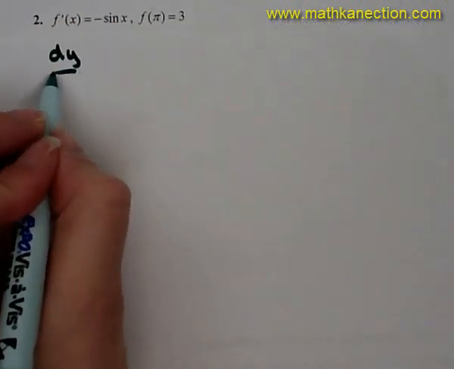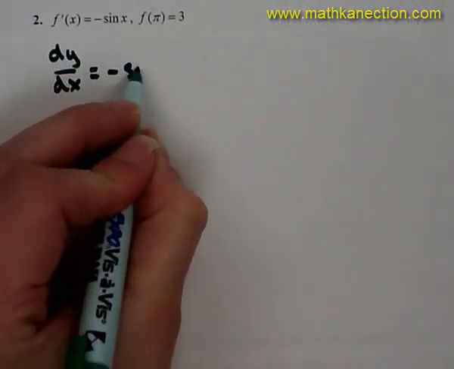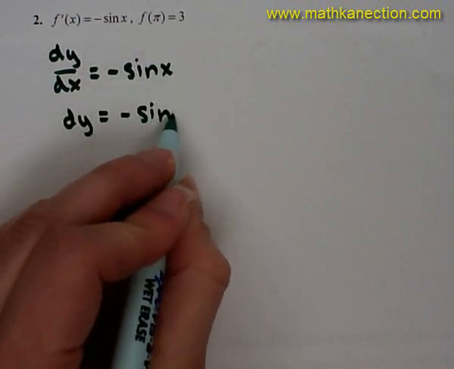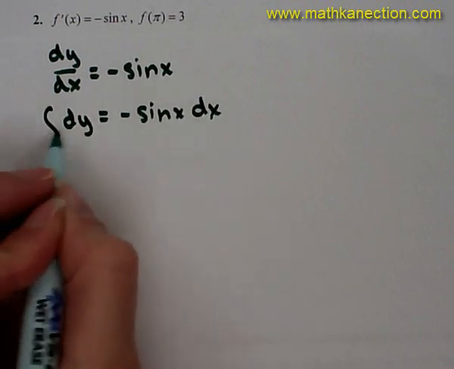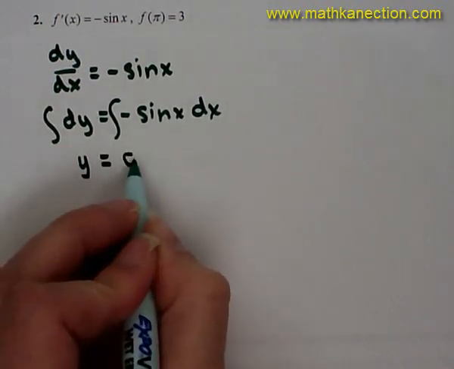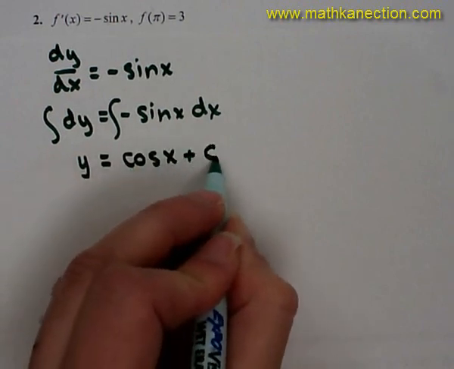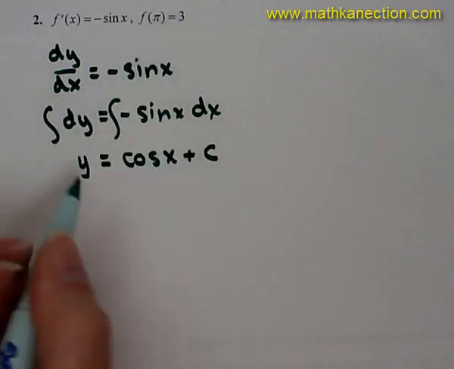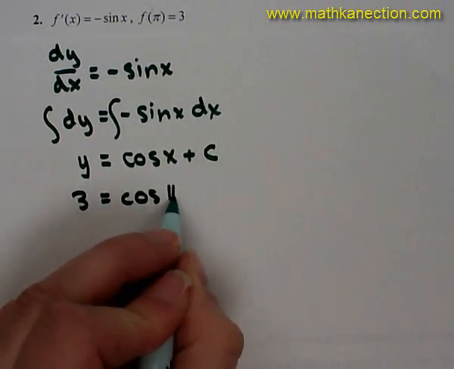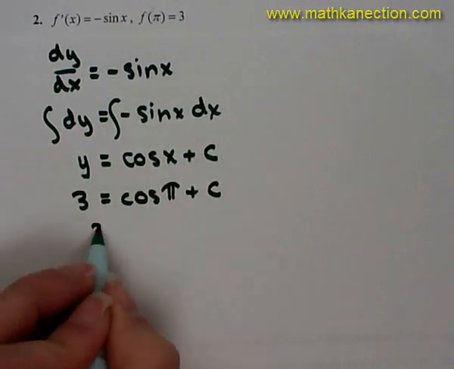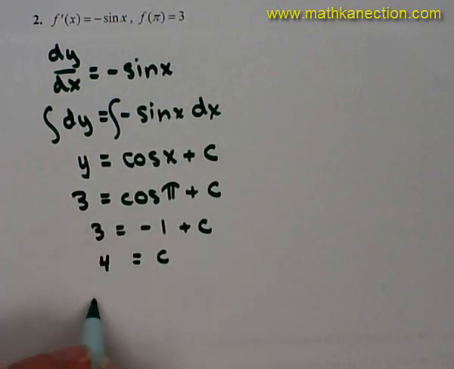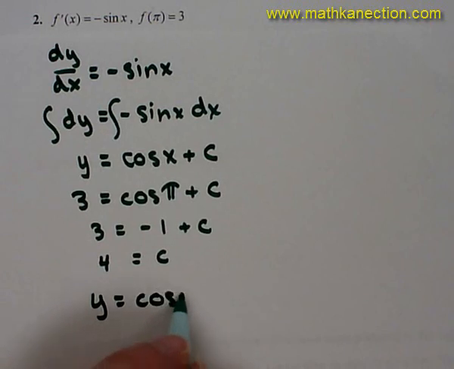In our next problem, the derivative is negative sine x, so we'll just rewrite that as dy dx is equal to negative sine x. Bring the dx up and over to the other side. We'll anti-derive both sides. We'll get the integral of dy is y, and the antiderivative of negative sine x is cosine x plus c. Using the initial condition f of pi is equal to 3. Substituting 3 in for y, and x will be pi. Solving for c, cosine of pi is negative 1, so c is equal to 4. Then our particular solution is y is equal to cosine of x plus 4.